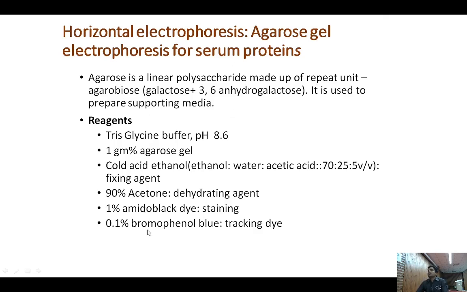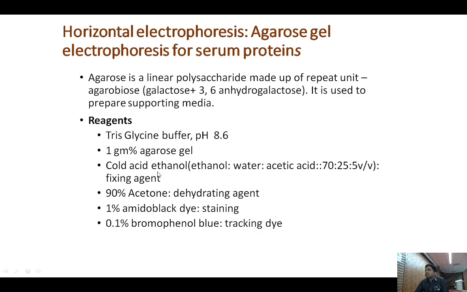What are the reagents required? We need one buffer. We saw the utility of buffer. Tris glycine buffer is used, and pH is 8.6. Why 8.6? At this alkaline pH, all the protein molecules, because we are taking, suppose, serum, so all different proteins will be there, albumin, different types of globulin, those molecules acquire negative charge. Because of that, all the molecules have negative charge, and depending on the size, they will start separating. Then agarose gel will be required.